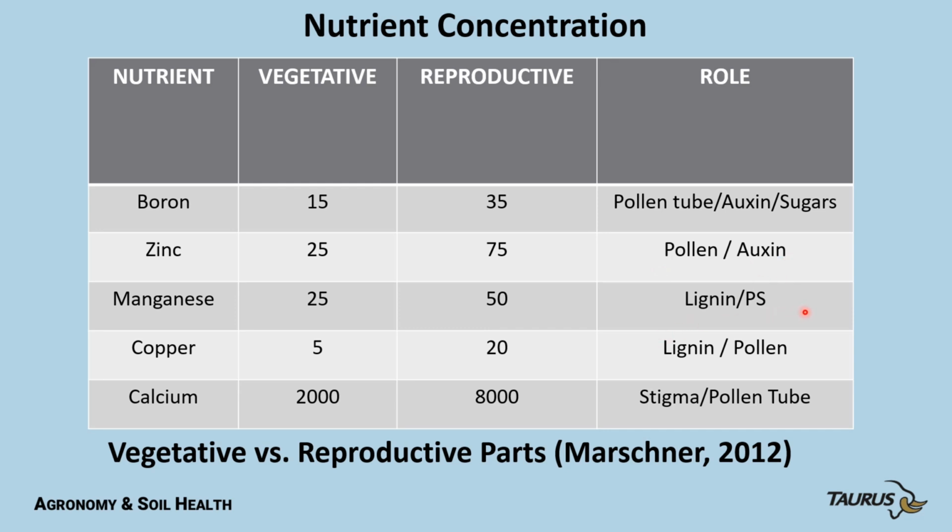I'm not sure what the PS stands for. Lignin and pollen, stigma and pollen tubes. Those all are utilizing much more. That reproductive stage pulls a lot of nutrients from the plant, and it's very critical in terms of loss of embryos going into that reproductive stage if you're short of carbohydrates, the sugars that are required for growth.